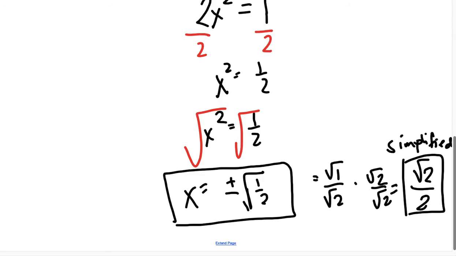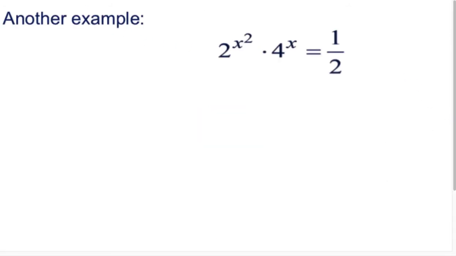Okay, let's move on to the next example. Here we have 2 to the power of x squared times 4 to the power of x is equal to 1/2. We have 1, 2, 3 different bases here, right? So here the base is 2, here the base is 4, and then here the base is 1/2. Okay, so the best base I can think of and that you should think of is that every single one should have a base of 2 because that's much easier.